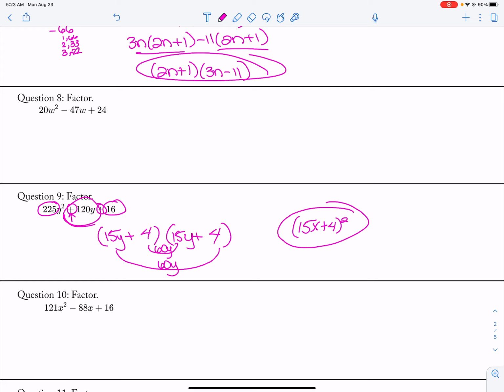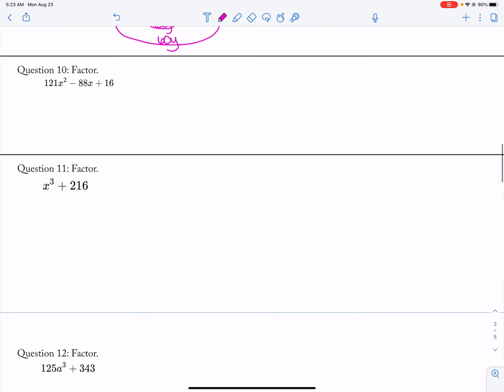Okay. Then we've got to do sum and difference of cubes. So remember, if I have x cubed plus y cubed, this is x plus y, x squared minus xy plus y squared. And if I have x cubed minus y cubed, then this is x minus y, x squared plus xy plus y squared. And that's the formula for factoring perfect cubes.